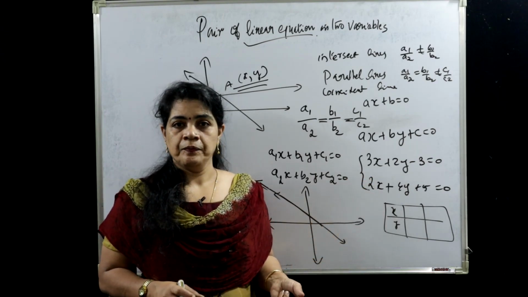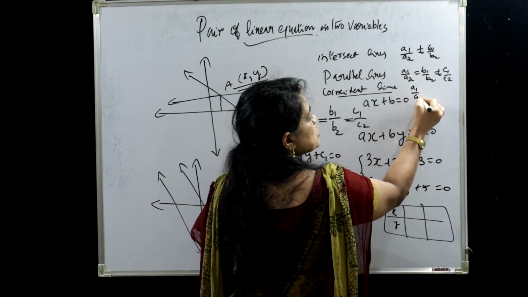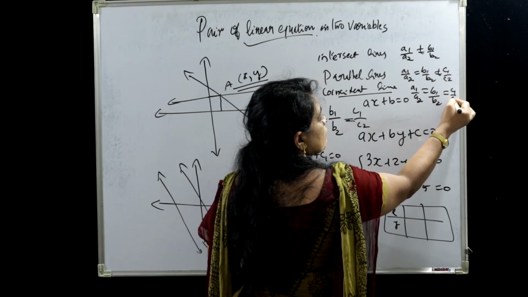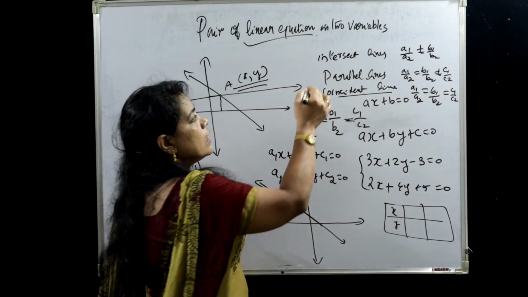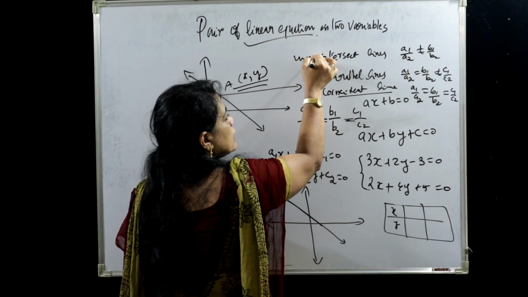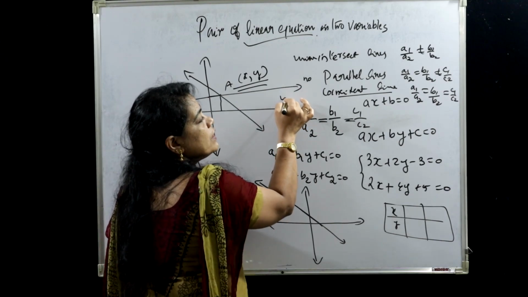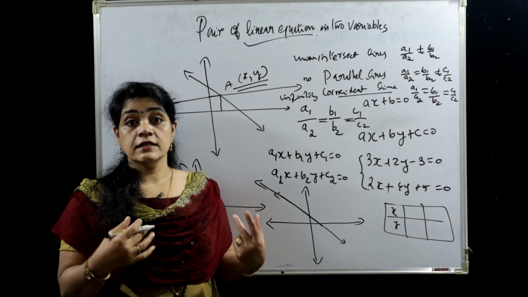That is its meaning. In this case, for coincident lines, a1 by a2 equals b1 by b2 equals c1 by c2. That means we have a unique solution for intersecting lines, no solution for parallel lines, and infinitely many solutions for the coincident graph.